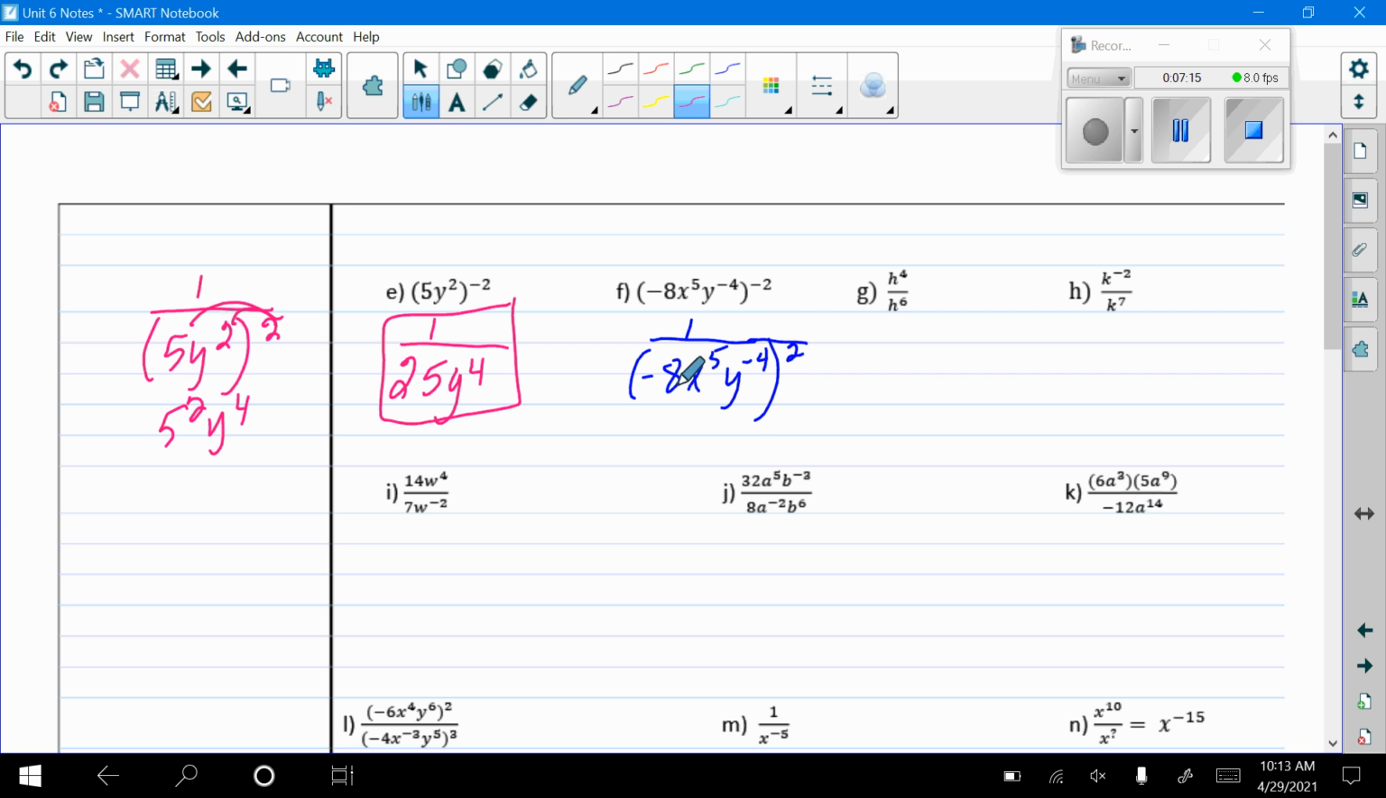Do the distributive property. I'm going to show it up top here. It's going to be 1 over. This is going to be 2 negatives, makes it a positive. 8 to the second power, which is 64. X to the 10th, y to the negative 8. So 64 x to the 10th, but this y to the negative 8 has to move up top, so it's going to be y to the 8th.